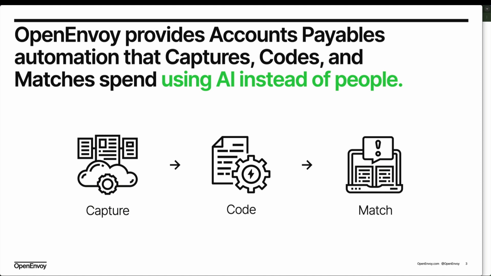OpenEnvoy provides accounts payable automation using AI instead of people. What we mean is OpenEnvoy can capture, code, and match all of your incoming invoices with your supporting documents, leaving AP just to manage the conflicts. There are no templates or setups to maintain or build for your AP team. Have your AP team simply do AP work. Let's take a look.